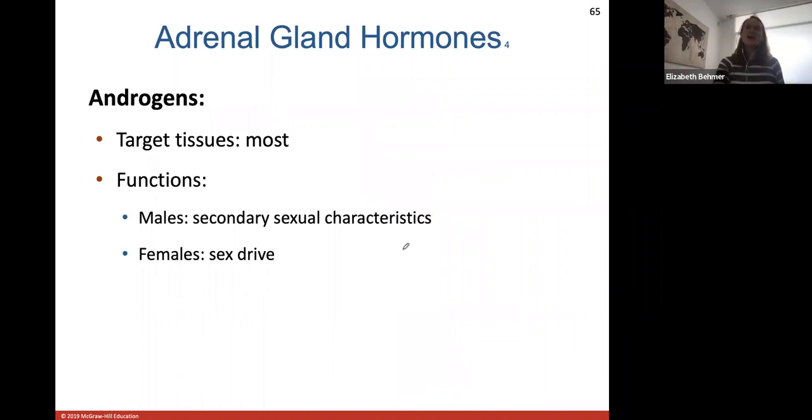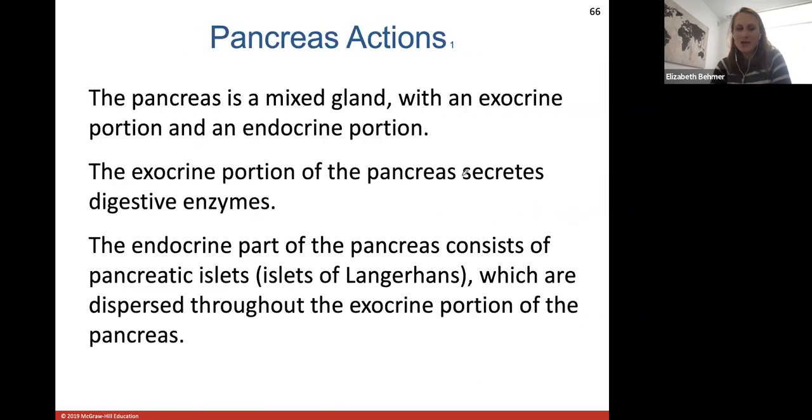Androgens then also target most tissues. Androgens are sometimes known as our sex hormones. So estrogen, progesterone, testosterone. In males, they'll help develop secondary sexual characteristics. And in females, they'll help control or regulate the sex drive.